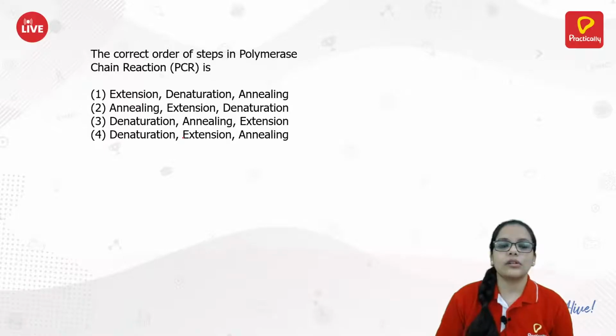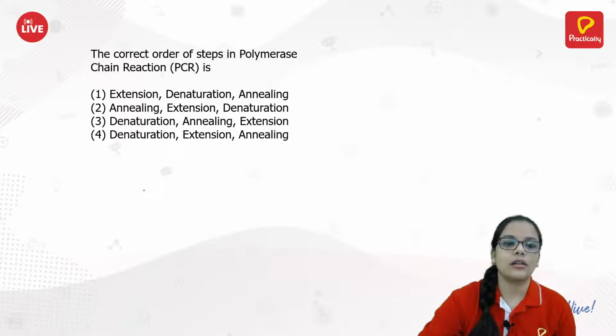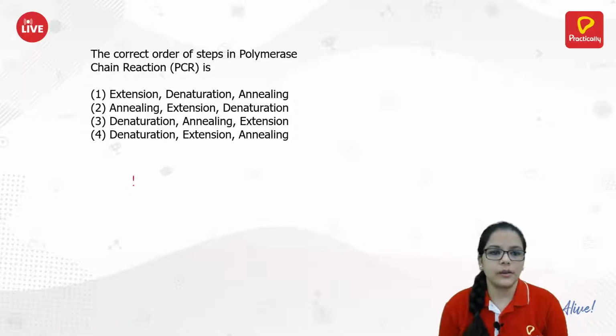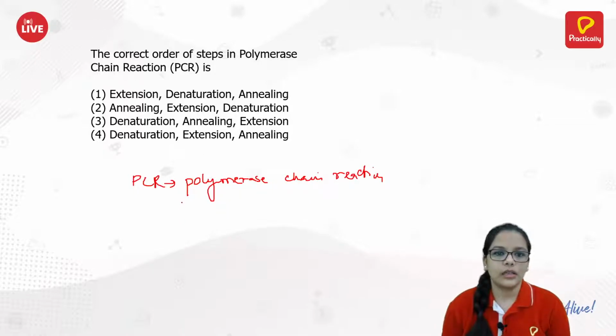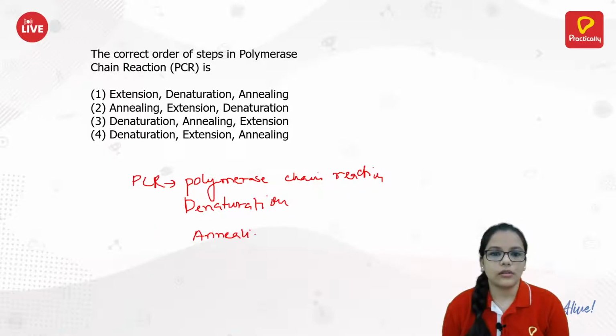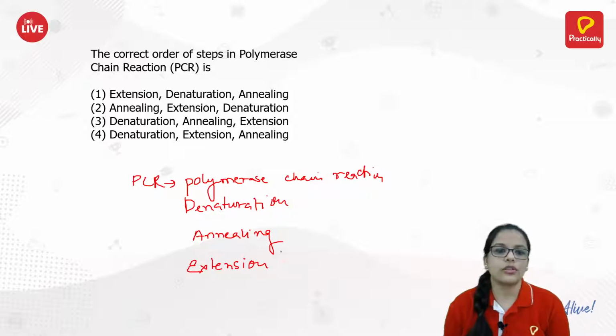Next, the correct steps of PCR. PCR is done by polymerase chain reaction. Okay, it's done by denaturation, okay, of the strand, then annealing with the primer, and then extension of the primer. So denaturation, annealing, and extension.